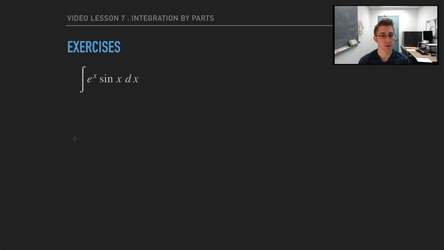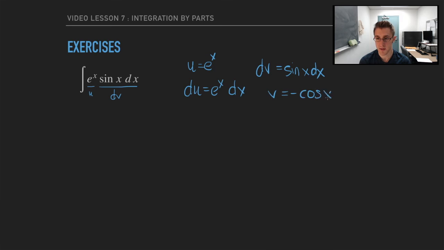Okay, so I'm going to set u to be e to the x, and then dv is sine x. It doesn't actually matter how you do this one as long as you're consistent, and I'll show you what I mean by that in a second. So I have u is e to the x, and then du is e to the x dx, and dv is sine x dx, and so v is minus cosine x.